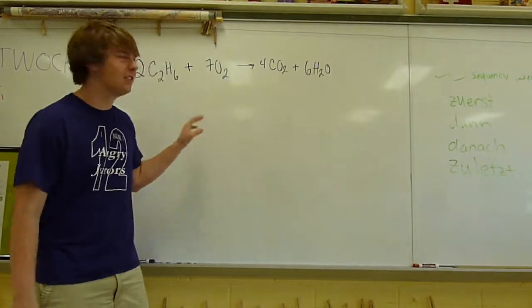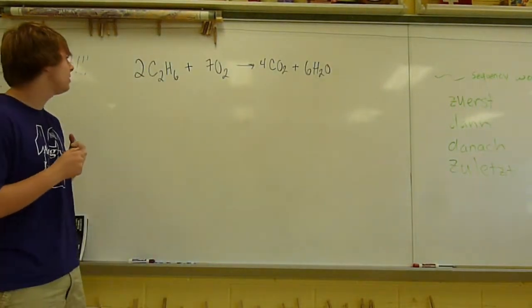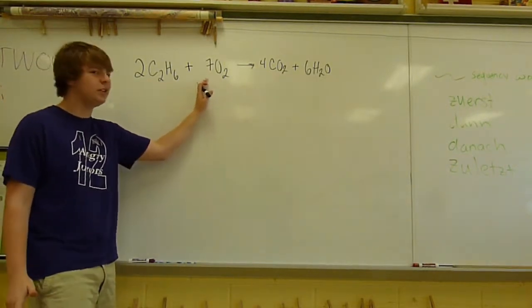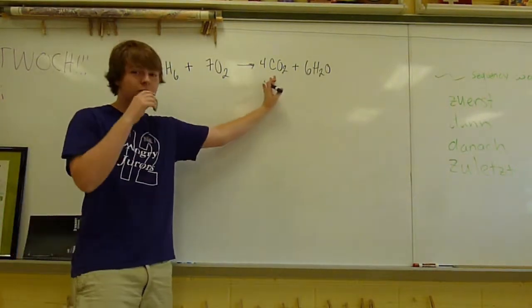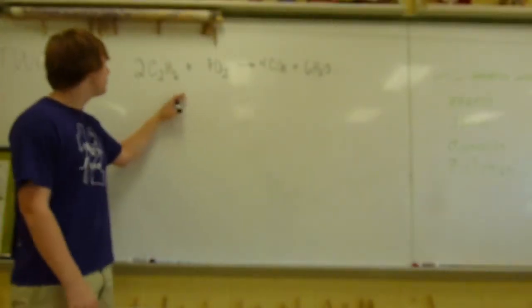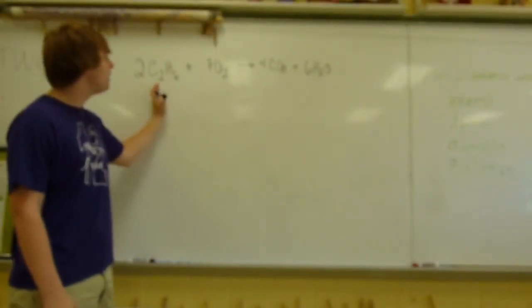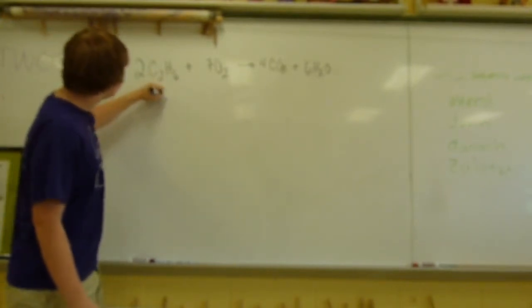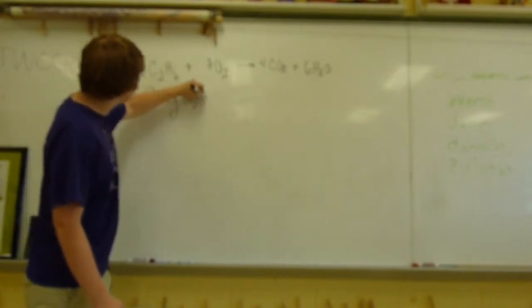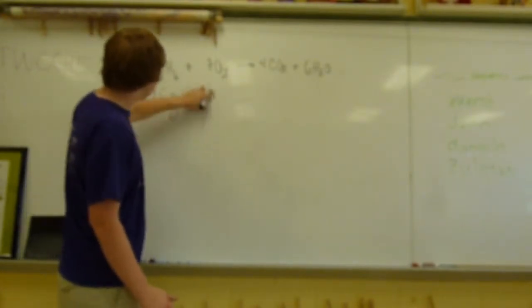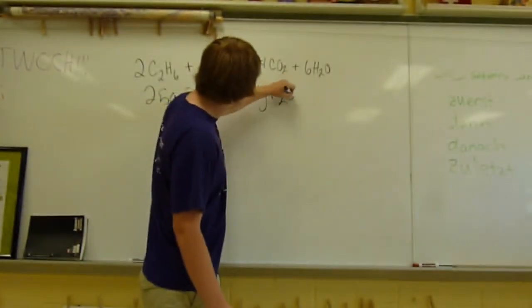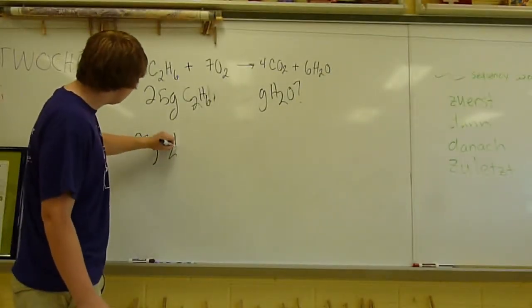All right, we have a slightly harder equation this time. It's a combustion equation. So you're going to have carbon and hydrogen and oxygen in your reactants, and you're going to have CO2 and H2O in your products. So first we're going to decide how many grams of H2O we get if we have, say, 25 grams of C2H6.